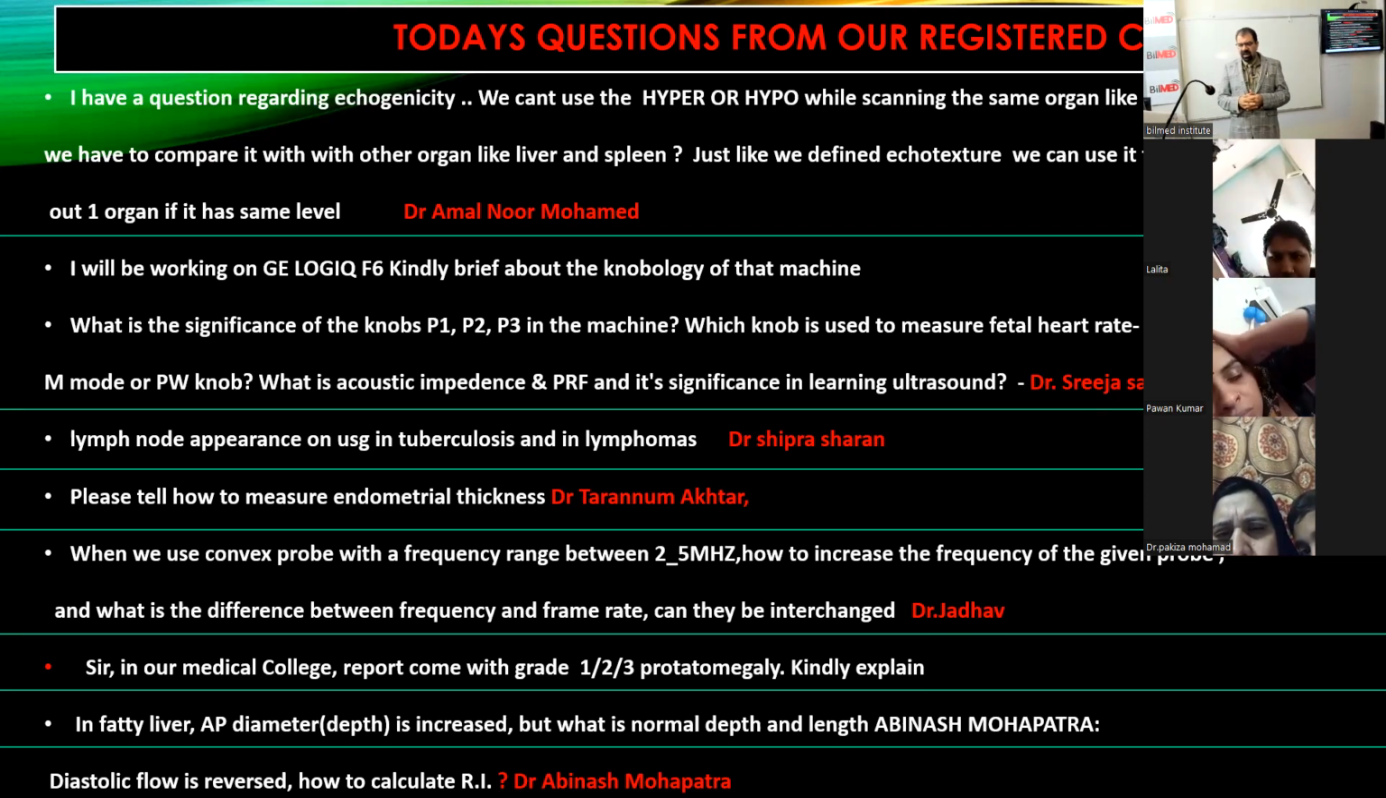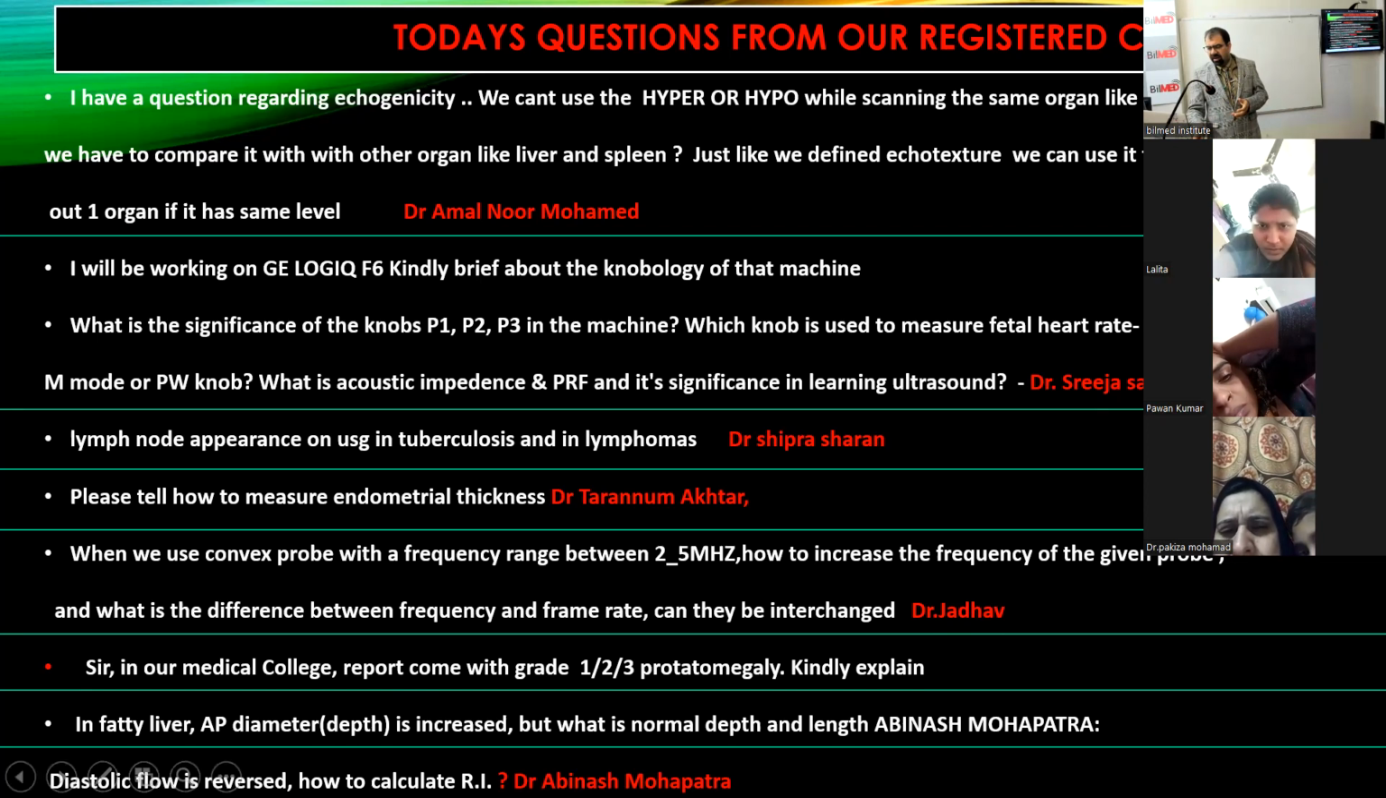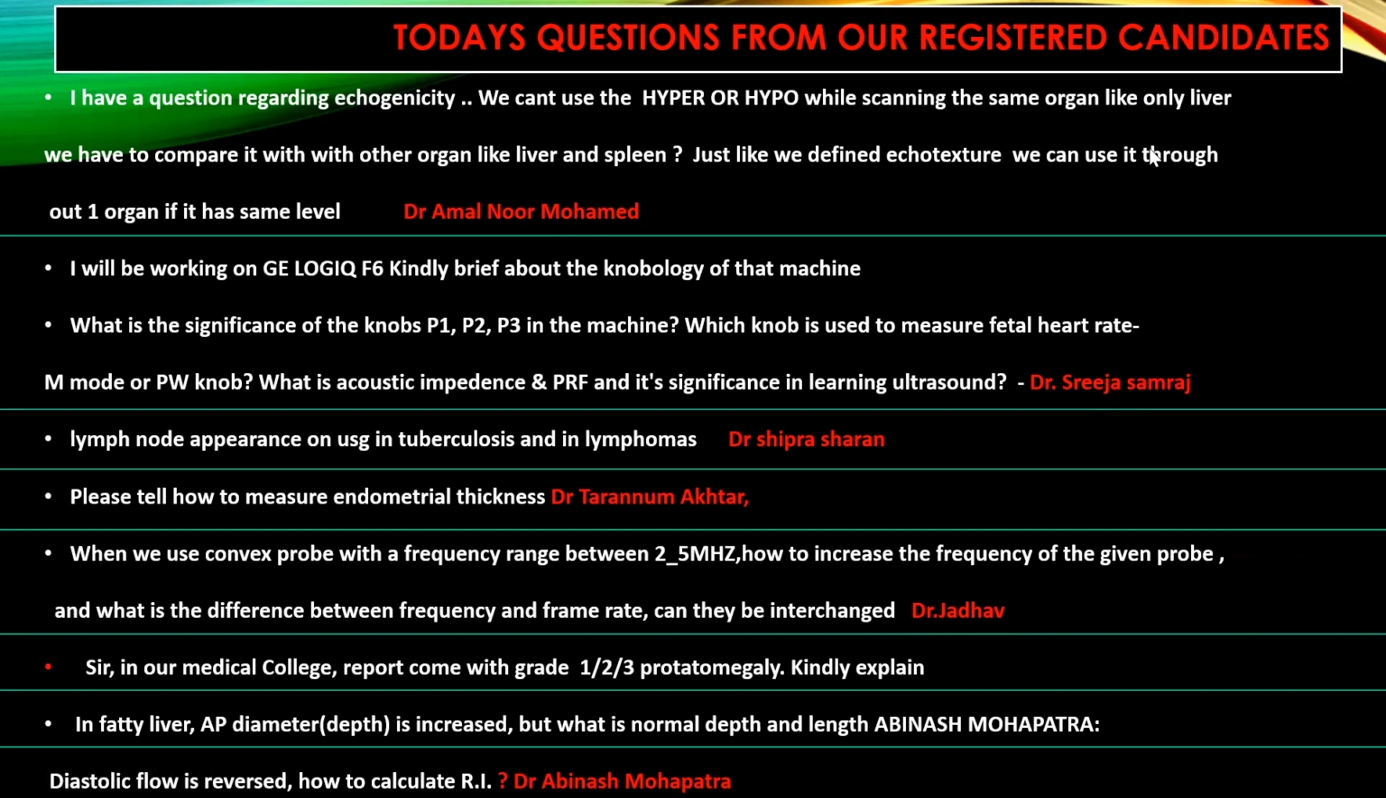Next question is about the knobs, which is posted by Dr. Shrija Samraj. And the third question from Dr. Shipra is about the lymph nodes, how they appear in tuberculosis and how different they are in the malignant cases. Then next question from Dr. Tara Num Akhtar is how to measure the endometrial thickness, and Dr. Raj Jadav is posting a question regarding the convex probe. I told in class that the convex probe has a bandwidth. This is the question regarding how to change that bandwidth from 2 to 5 without changing the probe, how to change the frequency. I will sum up the question in one line.